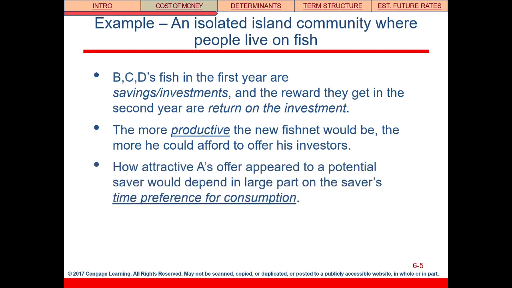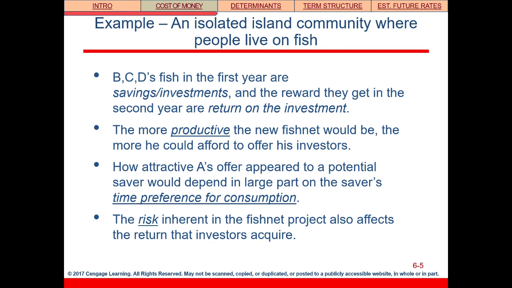So in this case, BCD's fish in the first year are savings or investments, right? They give A this fish so that they will get more fish, like twice more fish. They give him 1 fish every day this year, and then next year they'll get 2 fish every day. So their fish in the first year are what we call savings or investments, and the reward they get in the second year is the return on the investment, right?